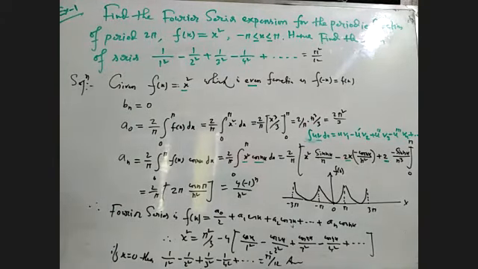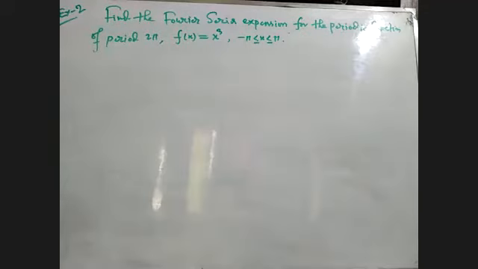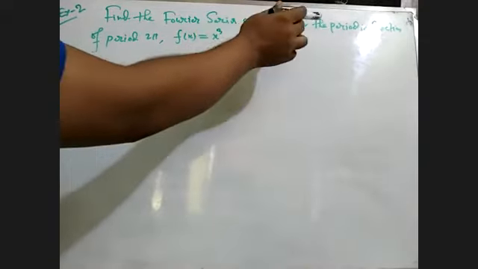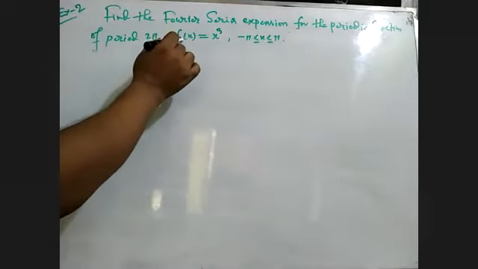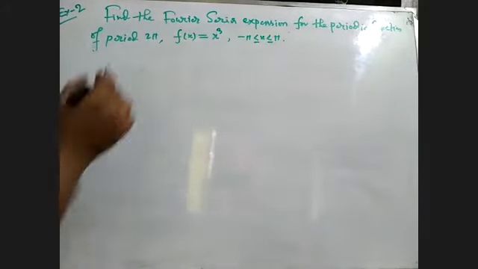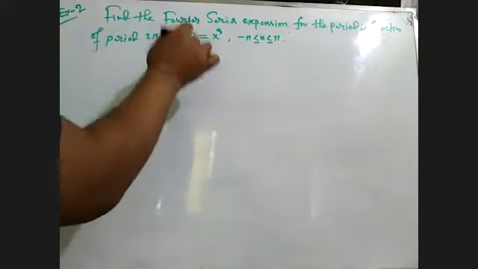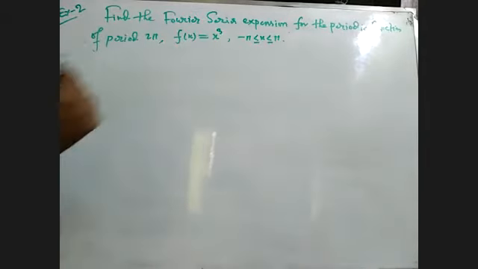Now another example, example 2, for an odd function. How can we find the Fourier expansion when the given function is odd? Find the Fourier series expansion for the periodic function of period twice pi, where the given function f of x equals x cube and x lies between minus pi and plus pi. We observe that the given function is odd.